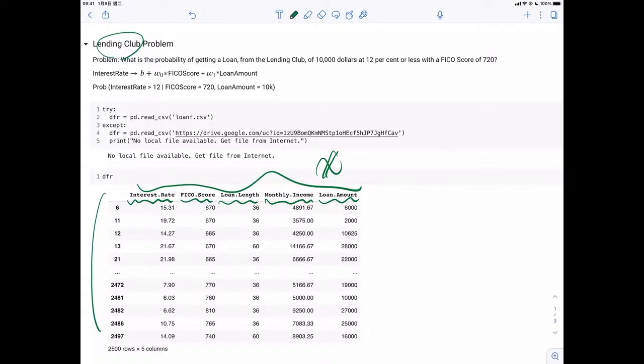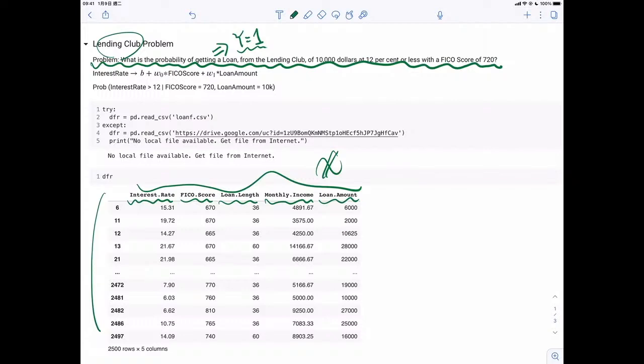Okay, so what is the problem we'd like to discuss? It's right here. What is the probability of getting a loan? So getting a loan means y equals 1. In the previous example, winning the game is y equals 1. Getting a loan means y equals 1. If you do not get a loan, then y is 0. So basically, it is still a binary classification problem. The answer is either yes or no, win or lose, get a loan or not get a loan.